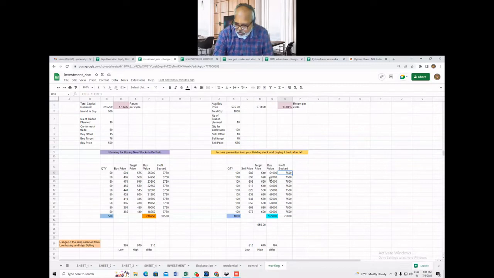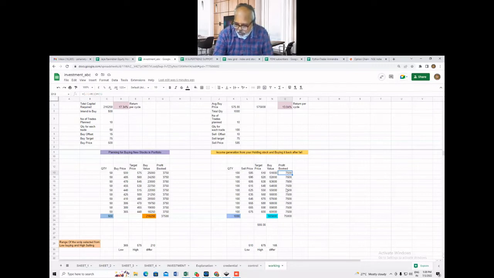So if the market goes from 585 to 510, my profit will be booked. And if the market again goes to 585, again my sell will be executed. And if it again comes to 510, again it will be purchased. This is a continuous process. So whenever the market moves in a narrow range, and if it remains there for a few days, you will get multiple trades here.